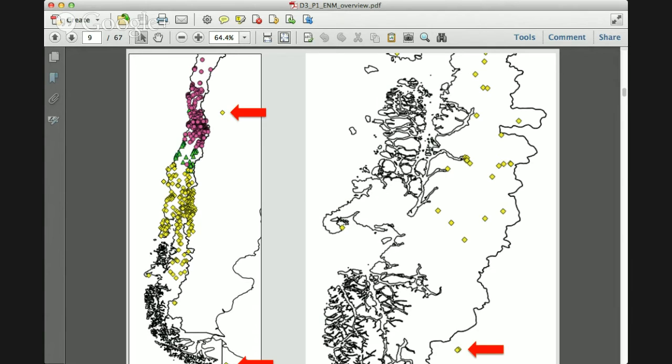Or amongst the southern species down here in Patagonia, in the right-hand panel of this figure, you can see 2 points that seem to be well south of the main distribution of the species. Those are things that are worrisome. Doesn't mean they're wrong, but it does mean that we should look at them.